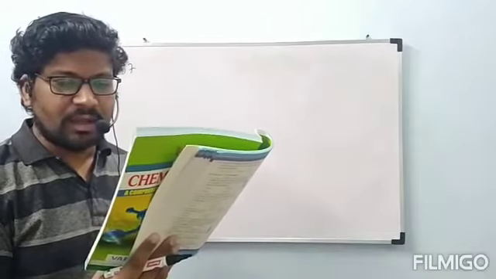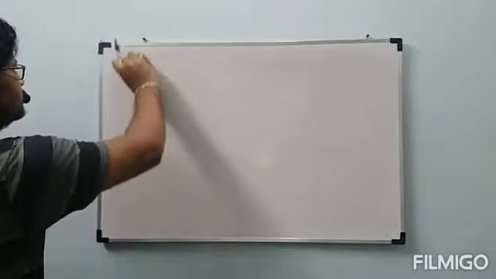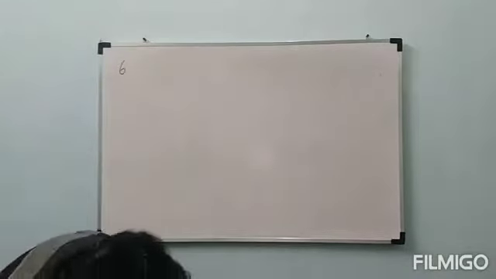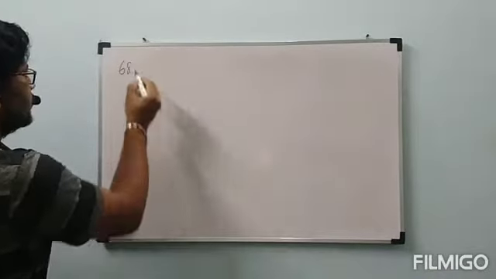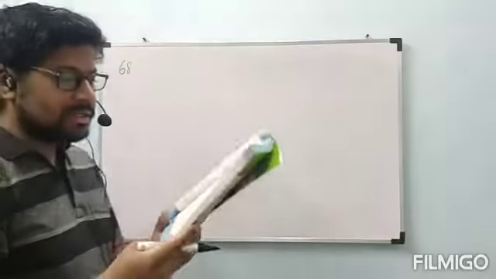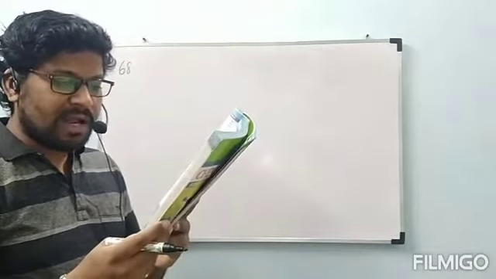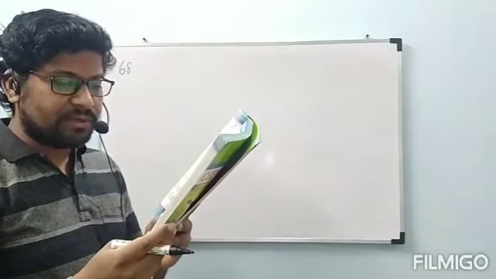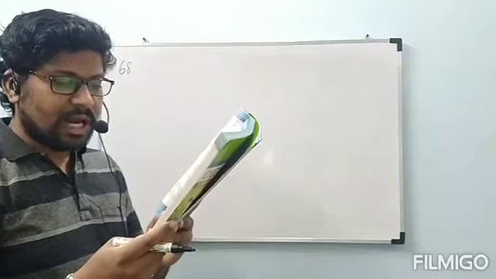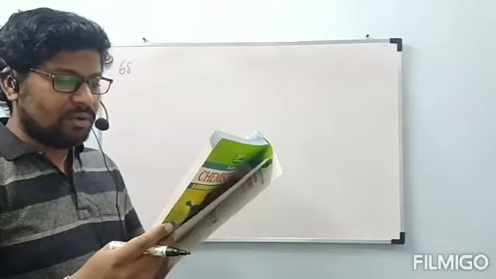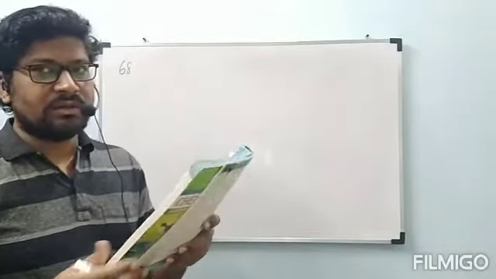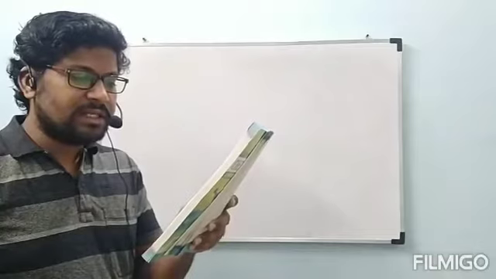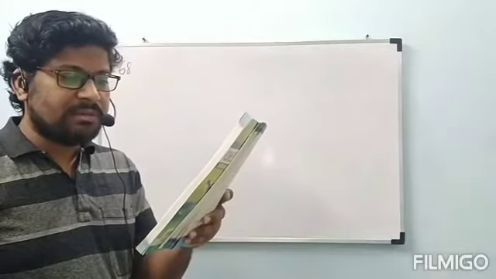68th one, air contains 20% by volume of oxygen. The volume of air required for the complete combustion of 1 liter of methane under the same conditions is. Okay, this is also one type of model in which air contains 20% by volume of oxygen.